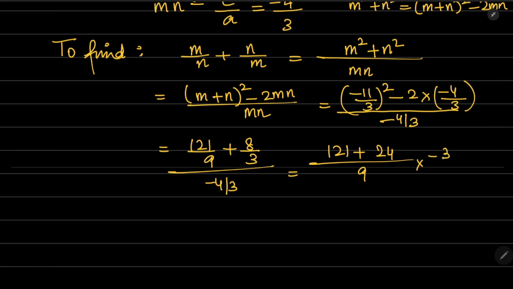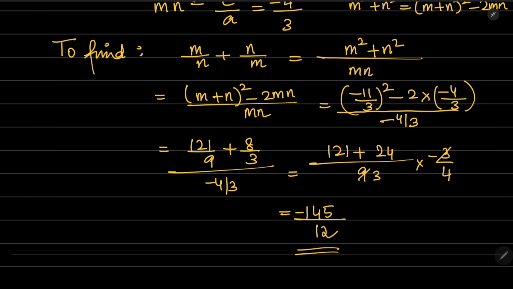I will write it as minus 3 by 4. I can take a reciprocal or flip it. When I take the denominator fraction to the numerator, I can flip the numerator and denominator. Okay. So what do you get here? 121 plus 24, so it's 145. 3 and 3 3s are 9. Right? So it is nothing but you have a minus sign. Minus 145 divided by 3 into 4, which is 12. So this is your answer.